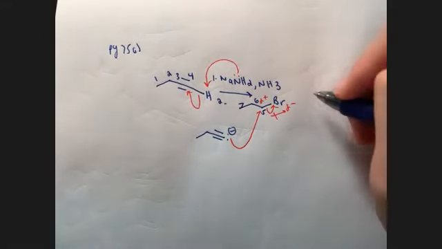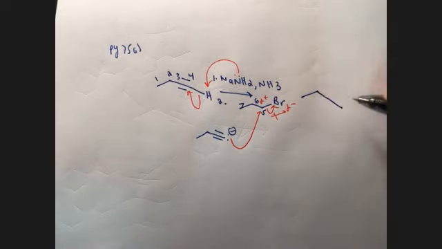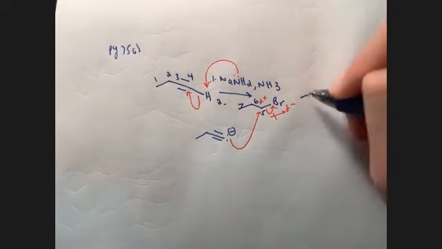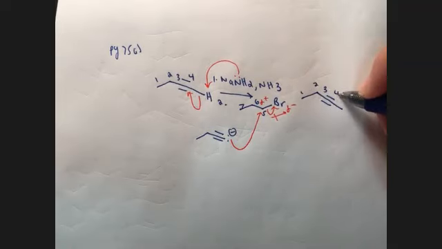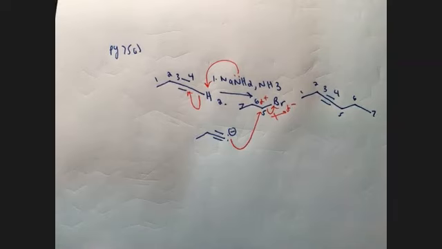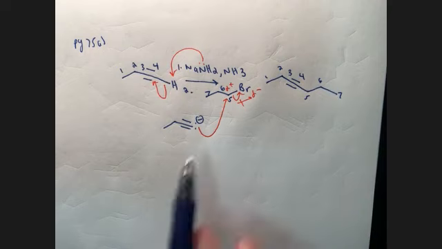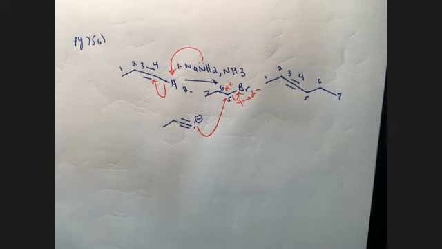So the resulting structure should be something with 1, 2, 3, 4, and it looks like 5, 6, 7 carbons. So this is 1, 2, 3, 4, 5, 6, 7. Always count. I still do this, and I'm 2 or 3 years removed from Orgo 1, and I still count it. So just do that. Okay, so here we are.